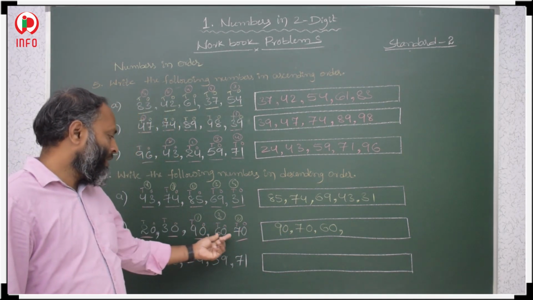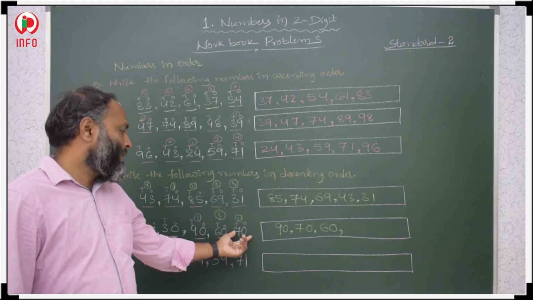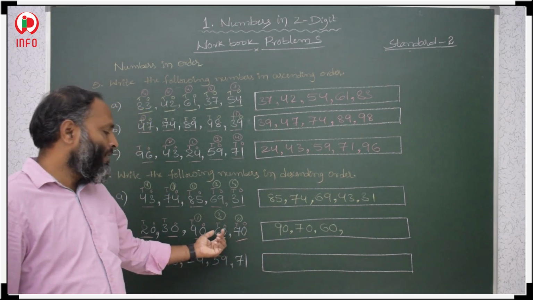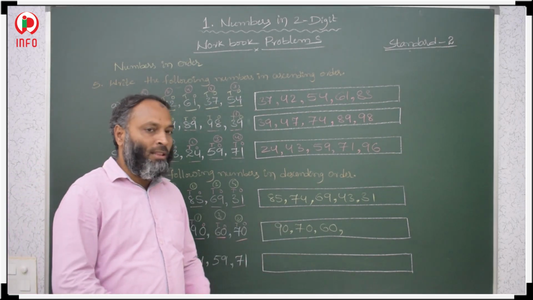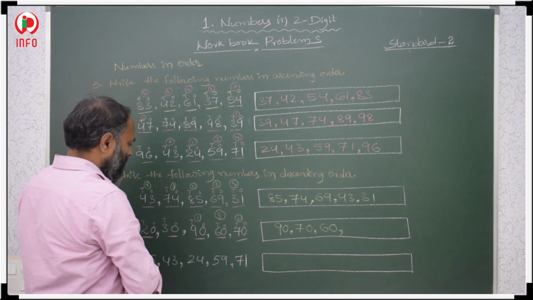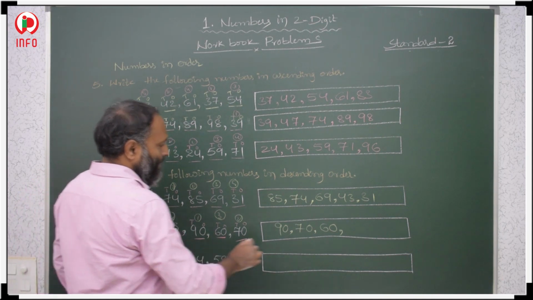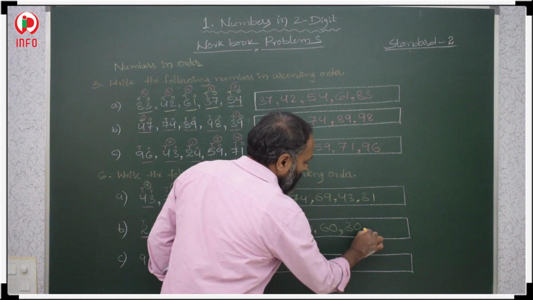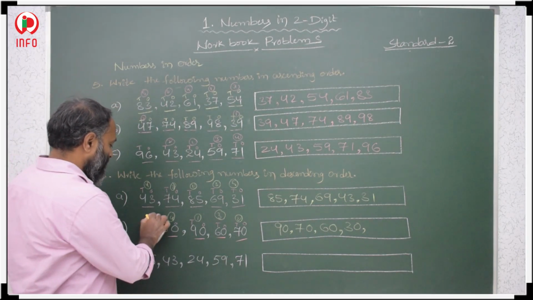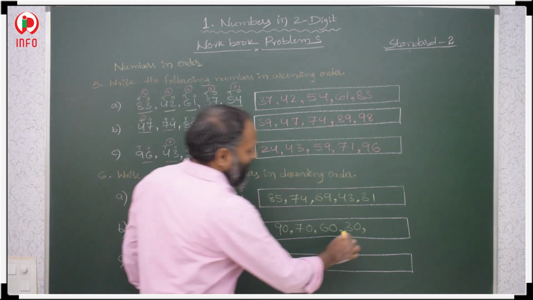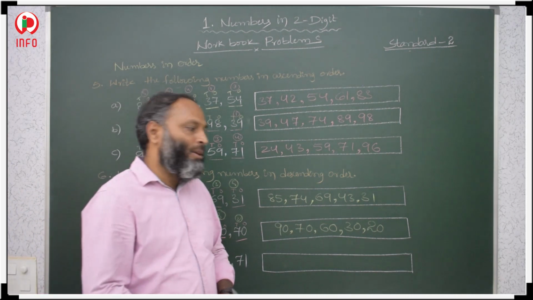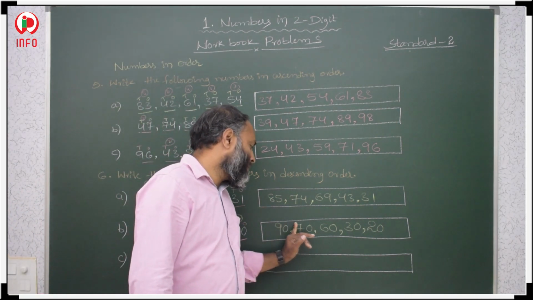Then after that 7 will come, that is 70, in second place. After 70, smaller than this is 60, third place. Then 30 will come in fourth place. Next this 20 will come in fifth place. So these are in descending order, decreasing order from bigger to smaller.